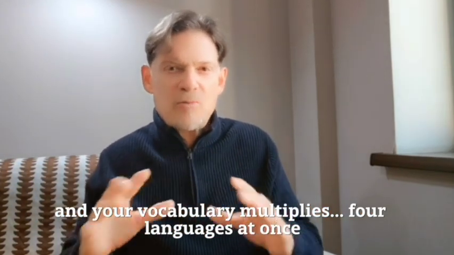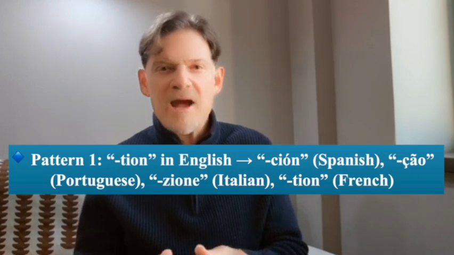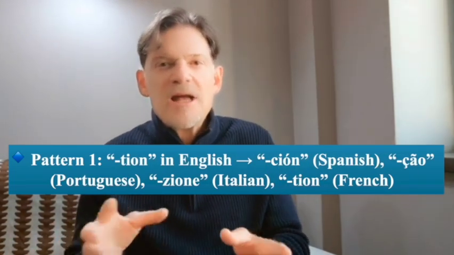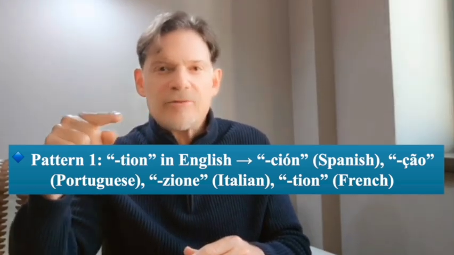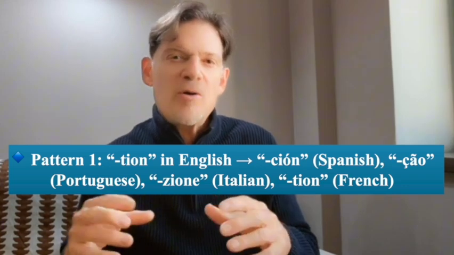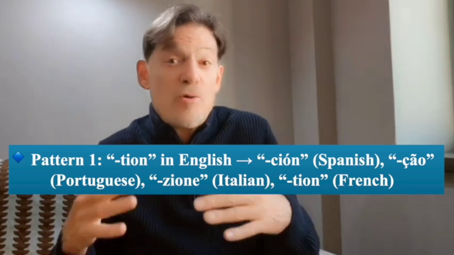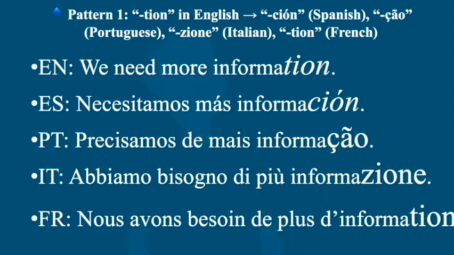4 languages at once. For the first pattern, we have tion in English, cion in Spanish, cao with a nasal sound in Portuguese, ção, zione in Italian, and tion in French. Necessitamos mais informação. Precisamos de mais informação. Abbiamo bisogno di più informazione. Nous avons besoin de plus d'informations. French keeps the tion ending, just like English, making it especially easy for English speakers to recognize. It's just a matter of learning how to change the pronunciation.